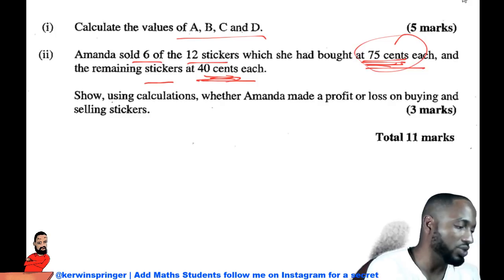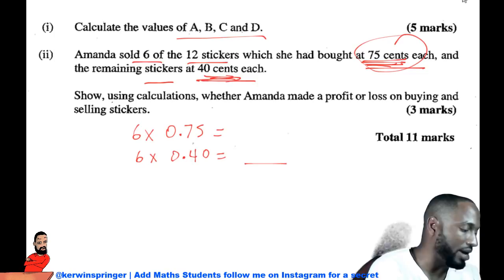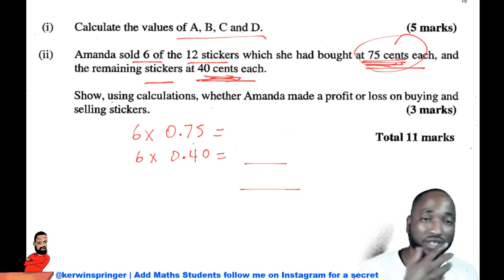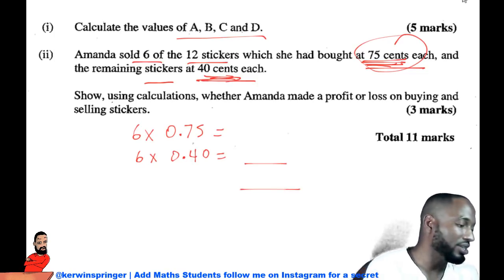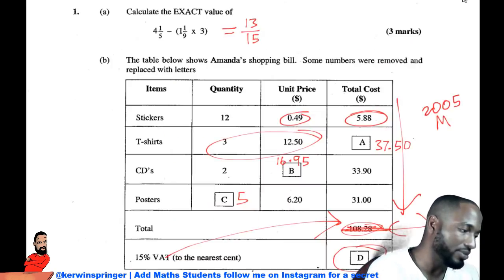So I'll just work it through. It was 6 by 75 cents. Work out what that is. Then another 6 by 40 cents, and work out what that is. You add those up, and that would be how much money she gets. And you need to see whether this is more than 5.88.